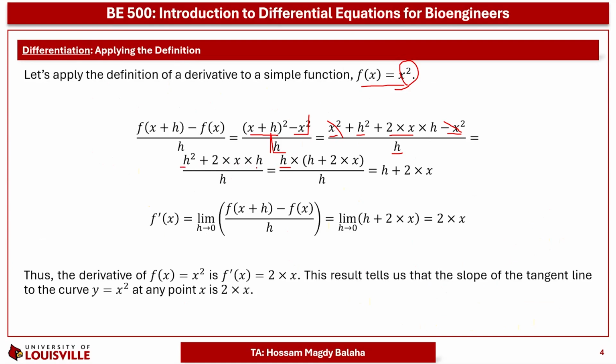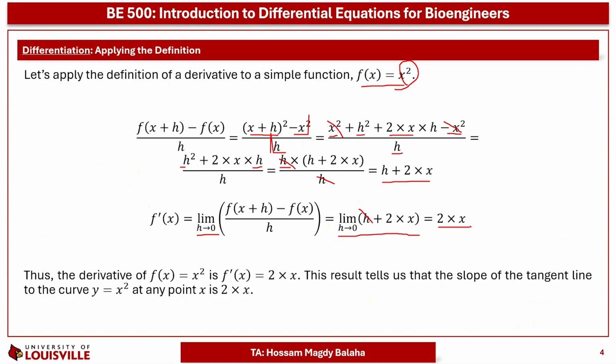From here and here, it will be h plus 2x over h. This will cancel each other, so the result will be h plus 2x. Apply that to the limit where h tends to 0. So the limit as h tends to 0 of the equation h plus 2x will be 0. Then the result will be 2 multiplied by x, or 2x.